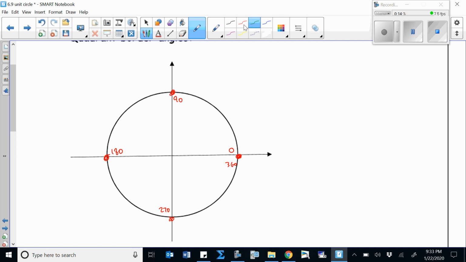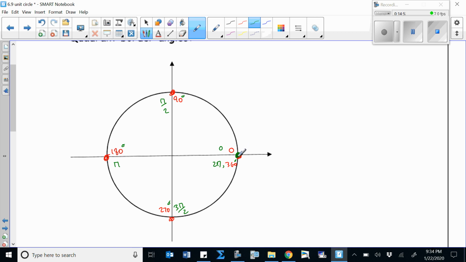If I want to write them in radian, because all these are degrees, in radian they will be 0, pi over 2, pi, 3 pi over 2, and 2 pi. To find the trig values of these angles, I don't need to make any special right triangle anymore. I just need to find the coordinates of these points.